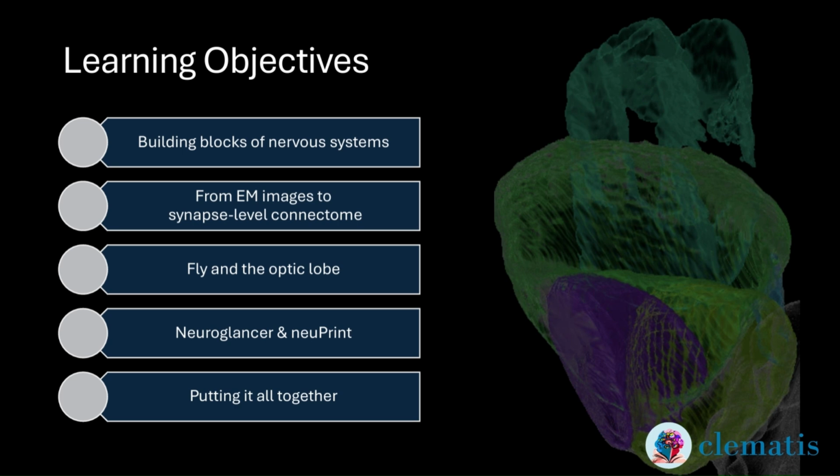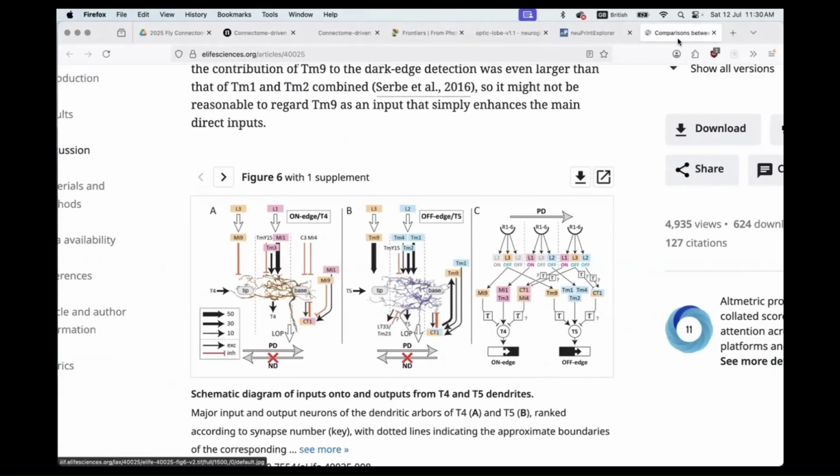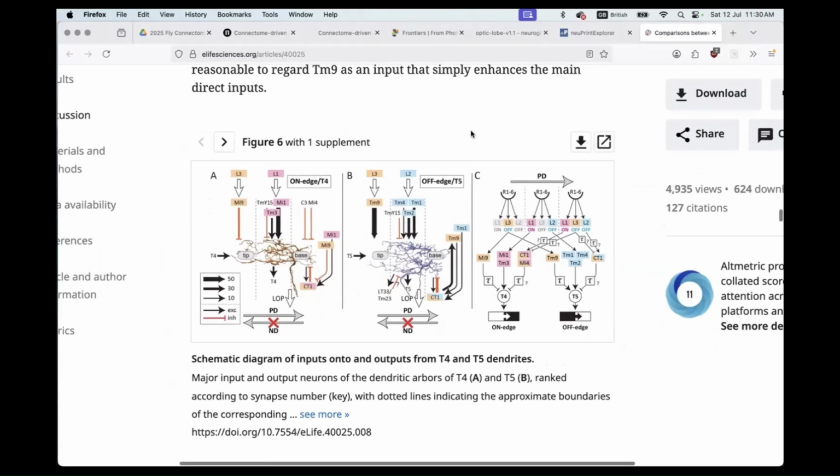Okay. Can I say something as well? I just thought of something that might be helpful. So I'll just share my screen. This is a paper that is comparing the ON and OFF edge pathways, which is the pathway involved for T4, which is the ON edge pathway, and T5, OFF edge.